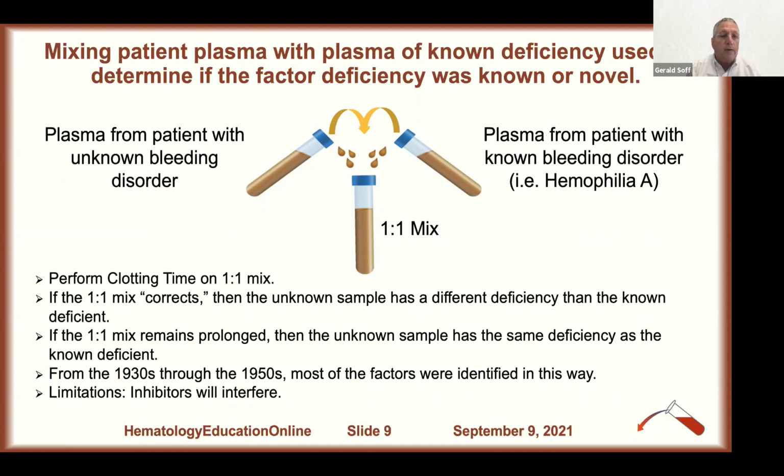This worked really well. And from the 1930s to the 1950s, pretty much all of the clotting factors were developed this way. One of the limitations of the assay is that a range of inhibitors will interfere. And the use of the mixing studies today is for inhibitor measurement and titration. But the original purpose was to identify new clotting factor deficiencies.